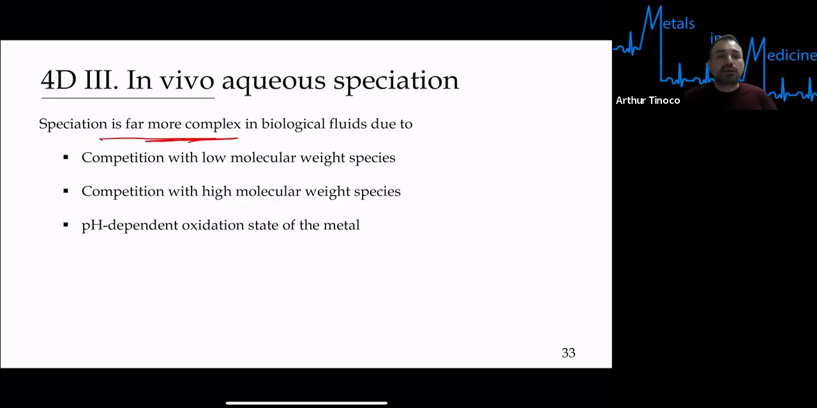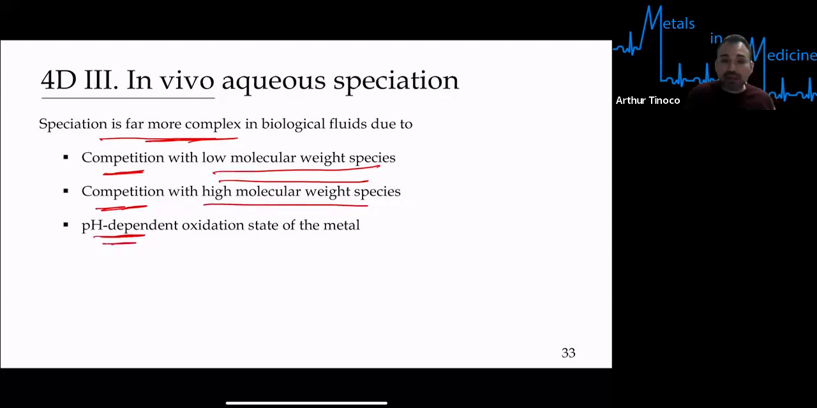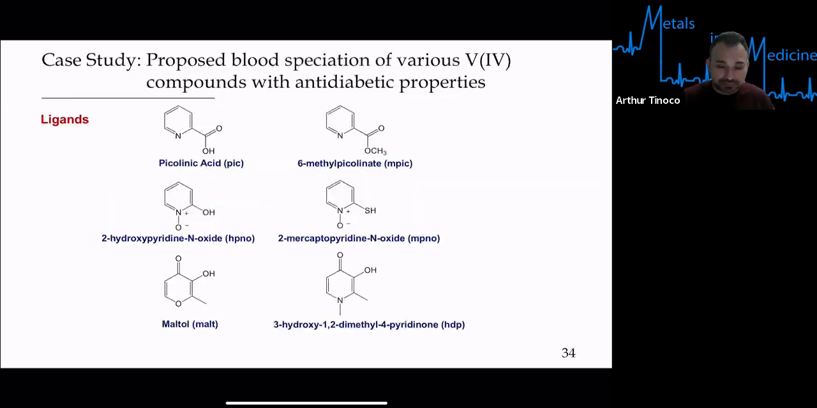So keeping that in mind, there is a possibility that in terms of metal binding, you're going to have competition with low molecular weight species binding to metals. You might have competition with high molecular weight species like proteins binding to the metals. And another factor to keep in mind is how pH can also dictate the oxidation state of the metal. That's going to be very important. Again, as we saw with the vanadium case, vanadium-4, vanadium-5, you can have a favorable interaction with one oxidation state and another depending on the environment in which it's located.